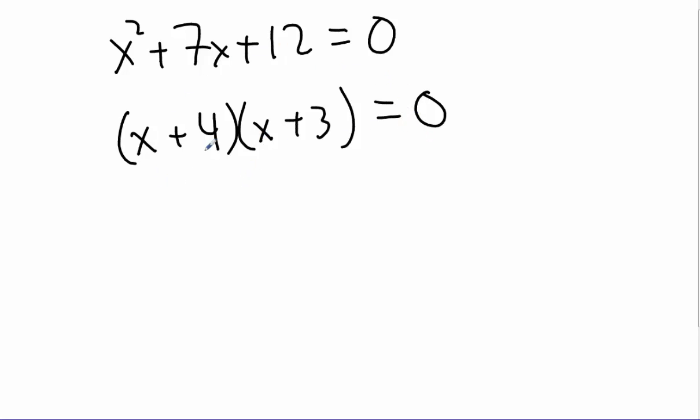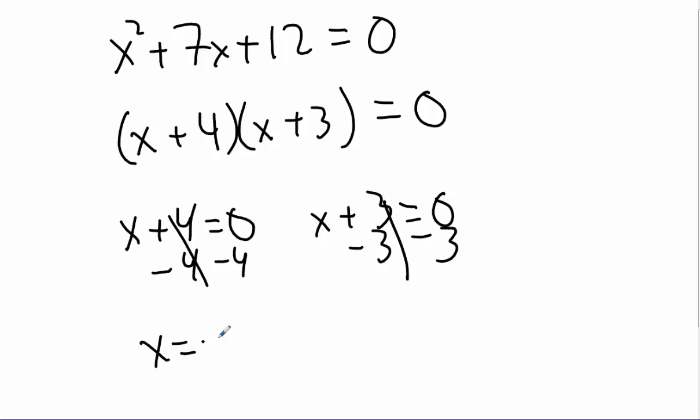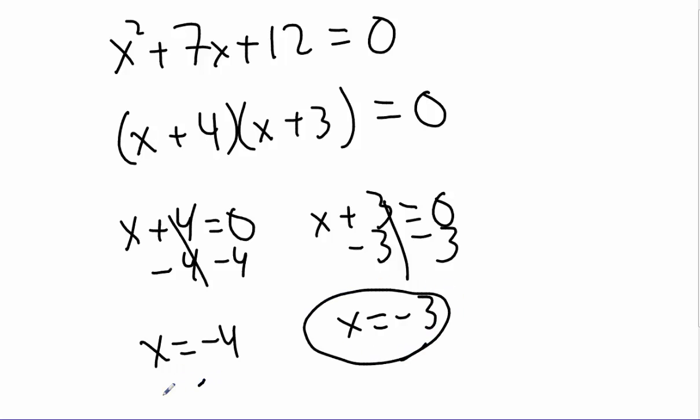Okay? So if you look here, we have x plus 4 times x plus 3. Since the product of these two things equals 0, that means that this quantity is 0 or this quantity is 0. Since we don't know what x is, we need to find out when both of those cases are. So you're going to take x plus 4, set it equal to 0, x plus 3, set it equal to 0, and we are left with x equals negative 4, x equals negative 3. And those are our two answers.